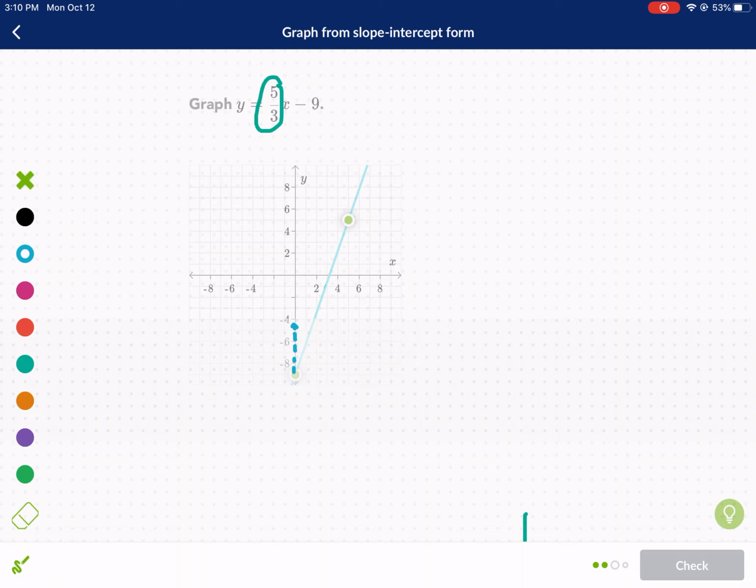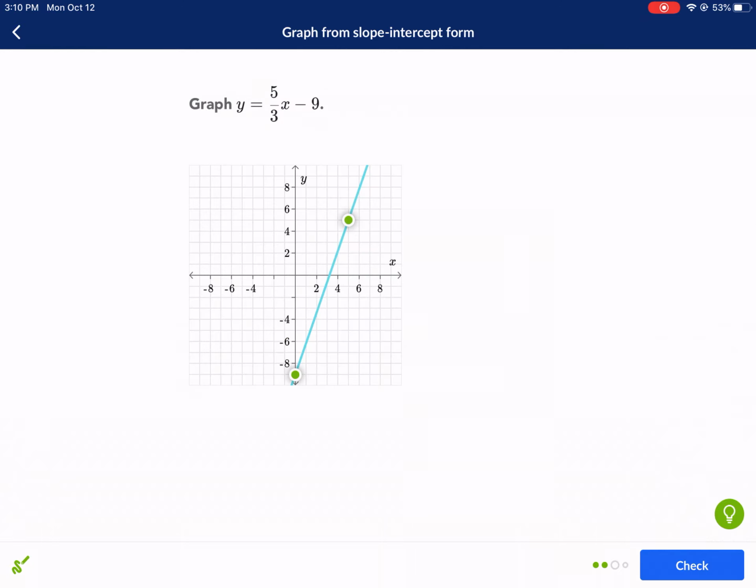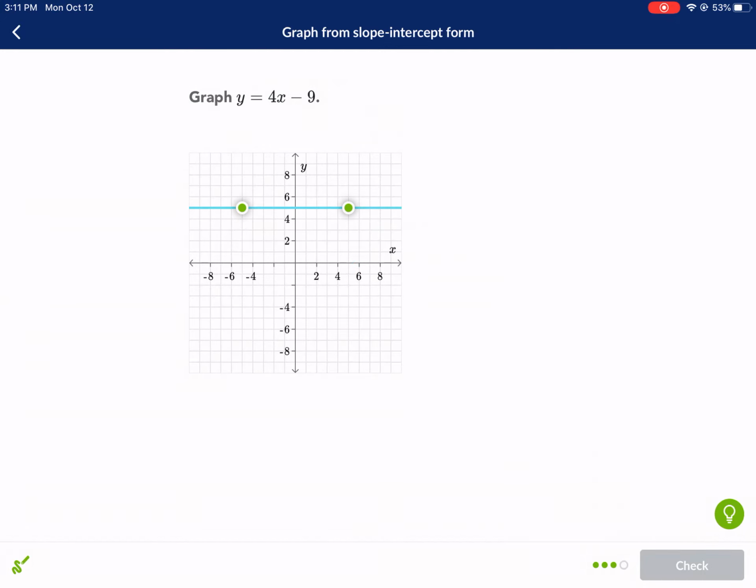I end up on -4 for my y-axis, and then I go over. Wait, didn't I go up 5? Yeah, I did. I went up 5. Now I'm going to go over 3. 1, 2, 3. So I end up on this point right here. It looks like 3, -4. Boom. Check it. Nice work, it says.